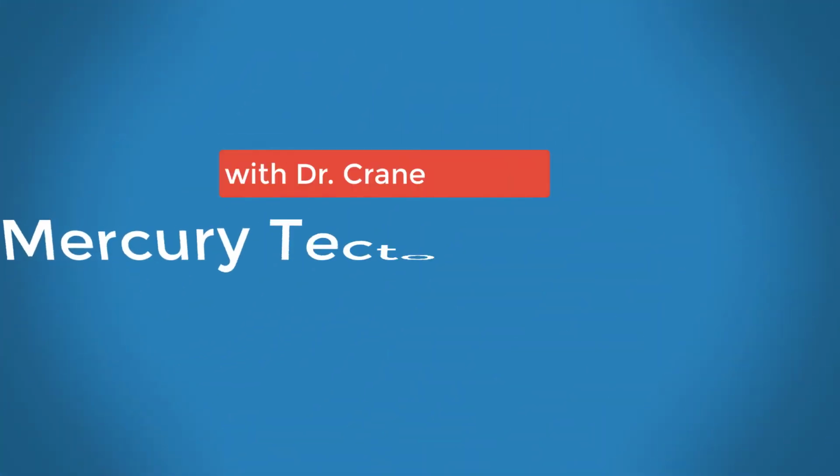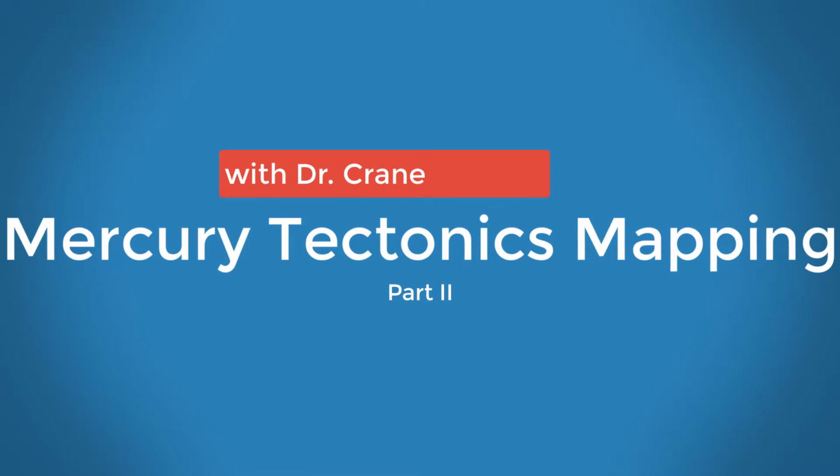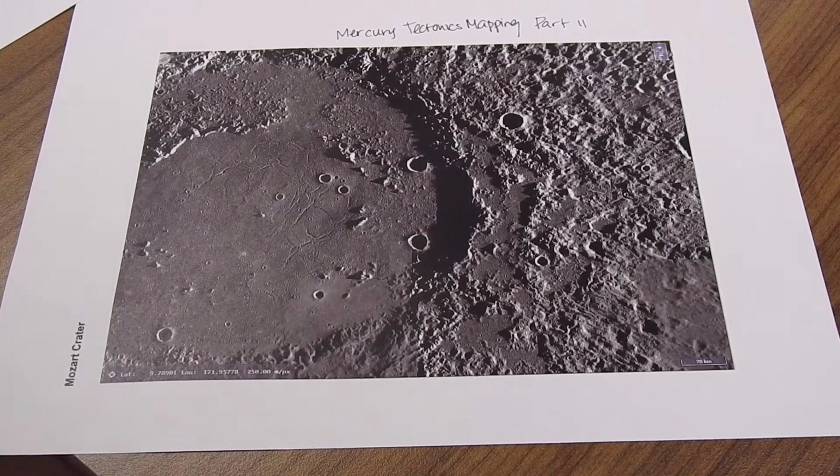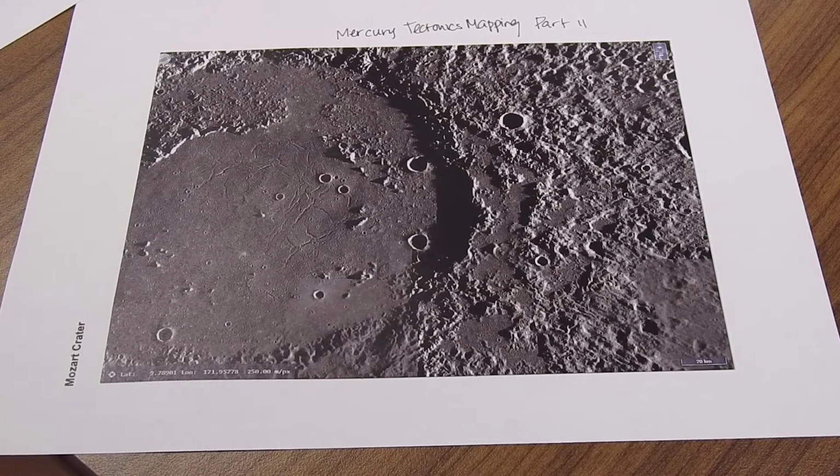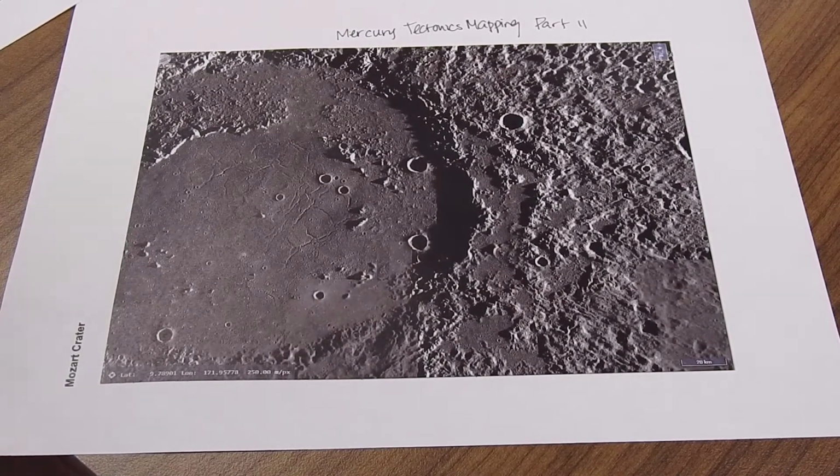This video is Mercury Tectonics Mapping Part 2. In this video, we're going to more specifically look at normal faults and the environments that they form in on Mercury. So Mercury is kind of a special planet in that we mostly see normal faults inside of impact craters.